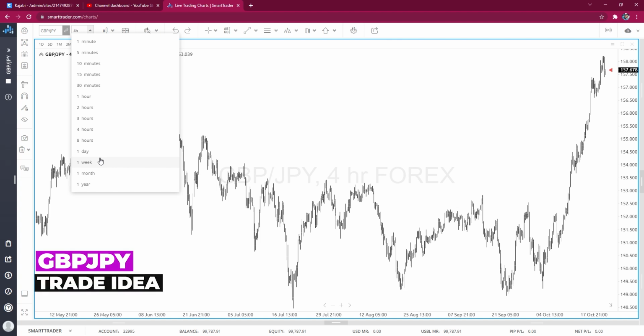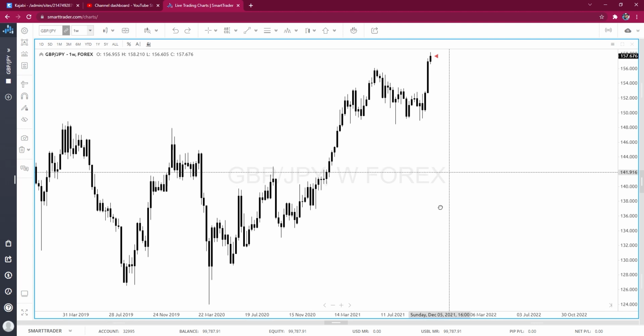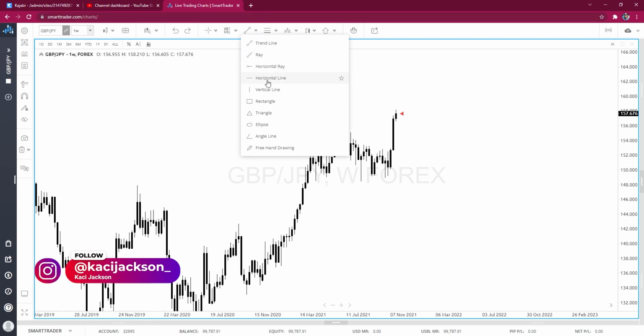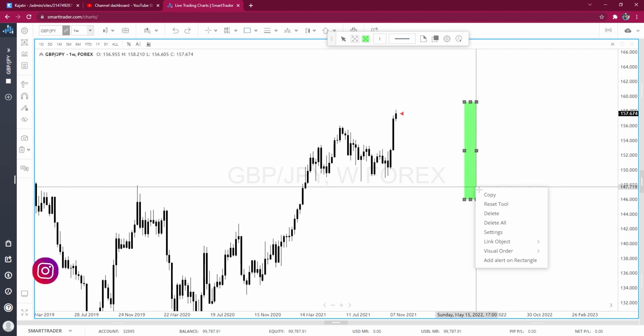I want to take a look at GBPJPY. And for those of you who are new to the channel, I do a multi-time frame analysis, and that helps me determine what is going on the higher time frame in order to determine how I'm going to execute on the lower time frame.